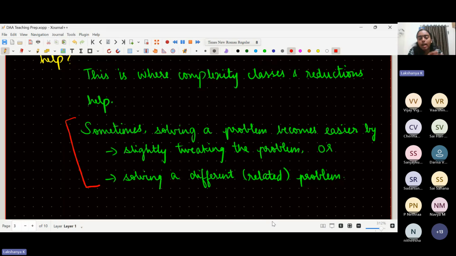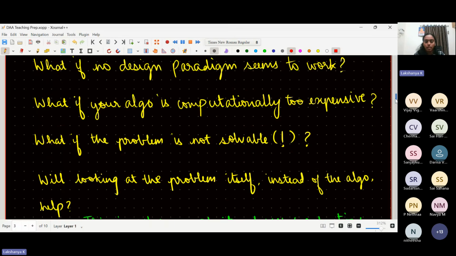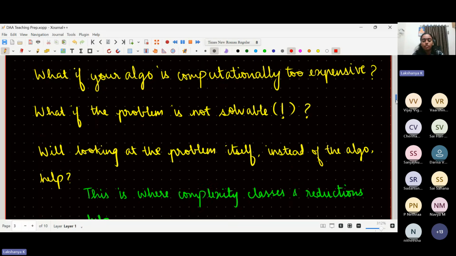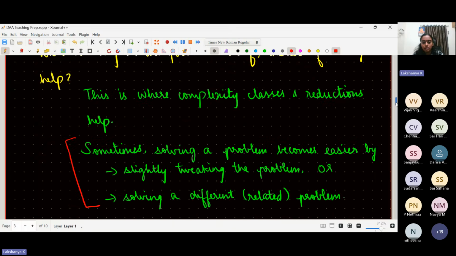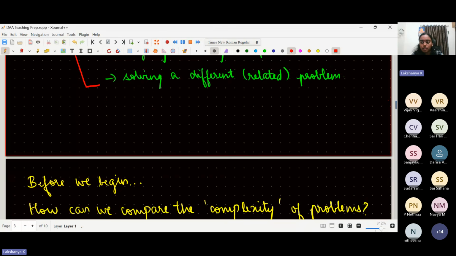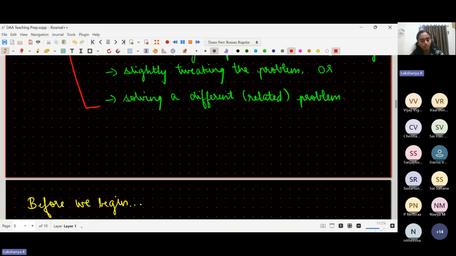That happens with all of us, right? Sometimes it becomes easier to solve a problem either when you slightly tweak the problem itself, or when you solve a different but related problem, one whose solution you can use to get back the solution of the first problem. So can we exploit these two properties and use them to help us in these situations? This is the basic idea of complexity classes and reductions. This is why we are going to be studying these topics. Any questions so far?